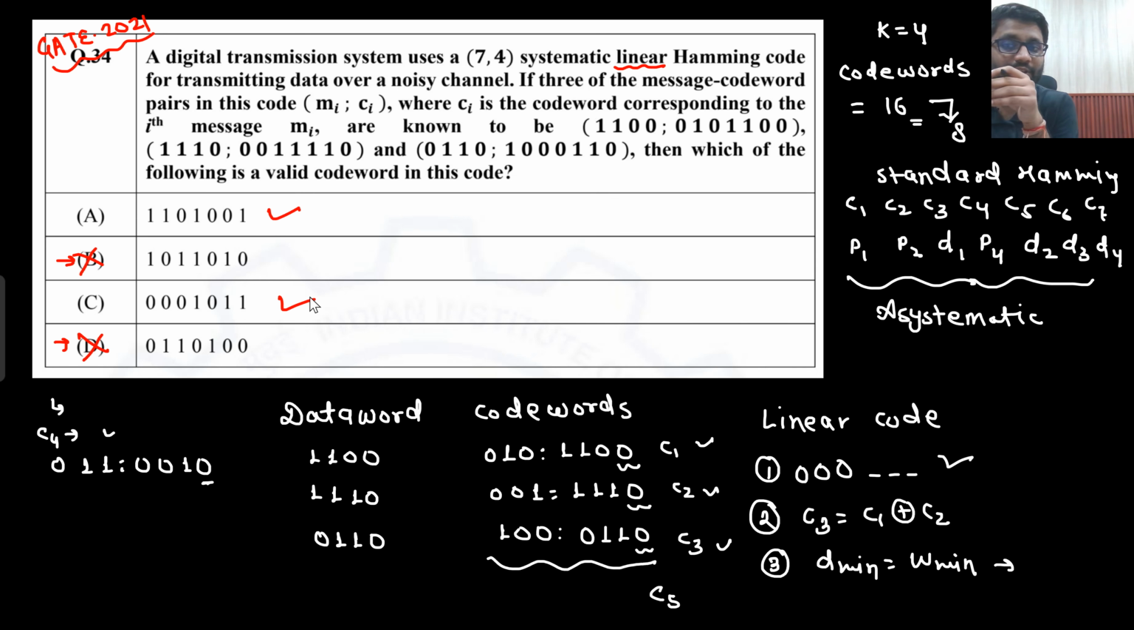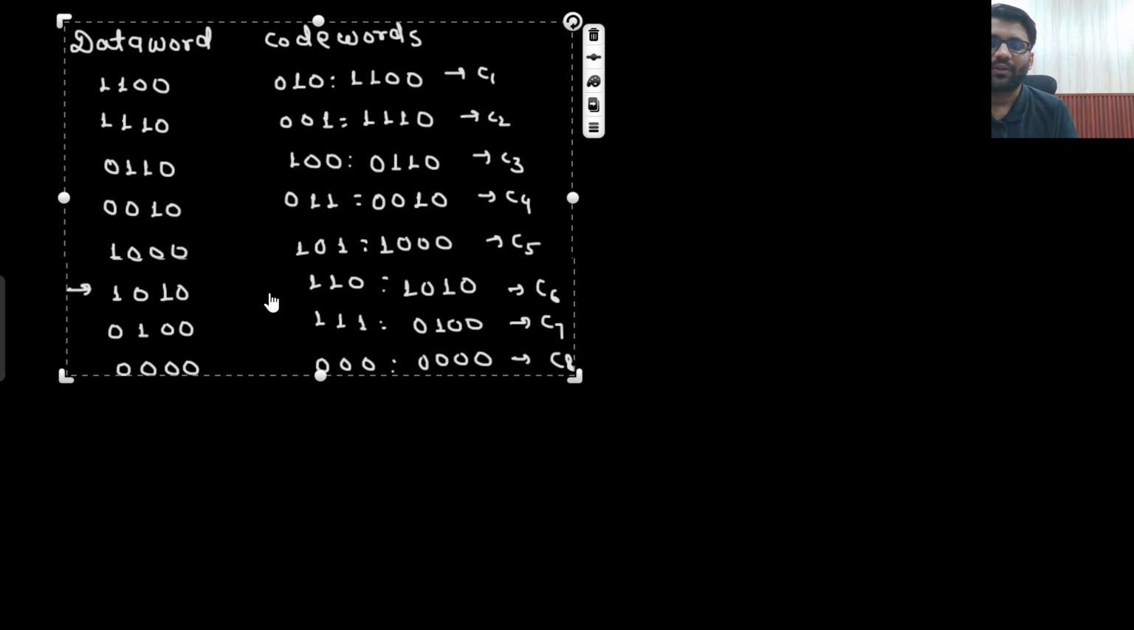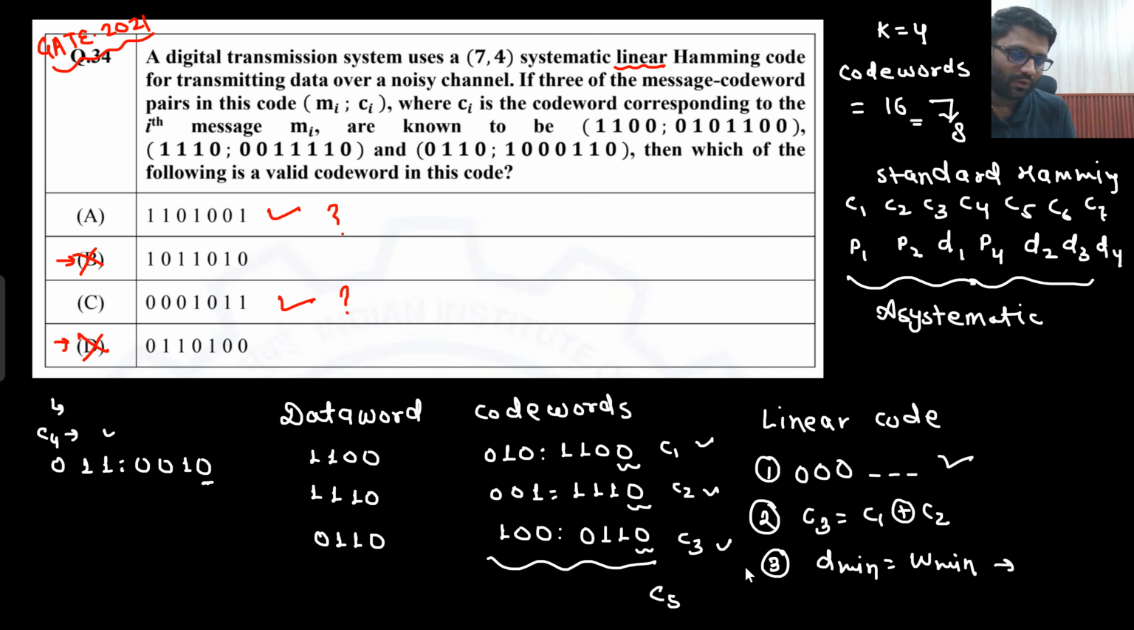Right? So now you need to check these two options. Which of them is correct? Now, a lot of you might not know this property of a Hamming code that I am going to write down. For a linear code, what is the property? A lot of people would not know this property as well.